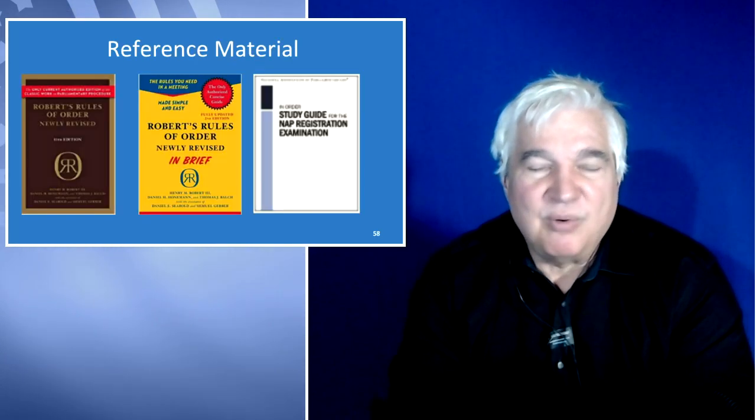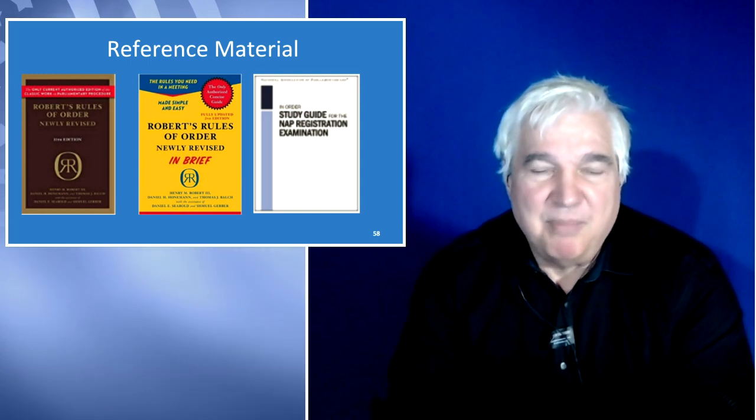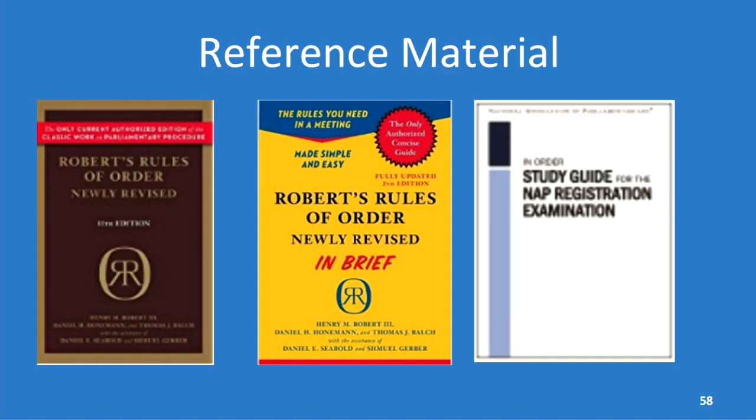The final slide is the reference material for this stuff. So the Bible of Robert's Rules is the Robert's Rules newly revised 11th edition, which is going to be valid for the next 10 days or so. It turns out that on September 8th, the 12th edition is going to be issued. There will be a transition period where organizations will set a specific date when they're going to transition to the new one.